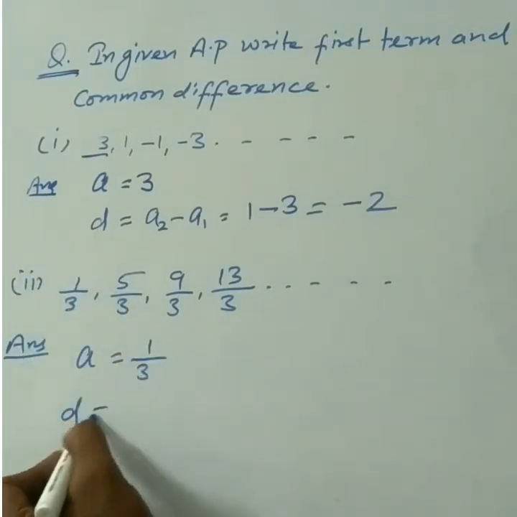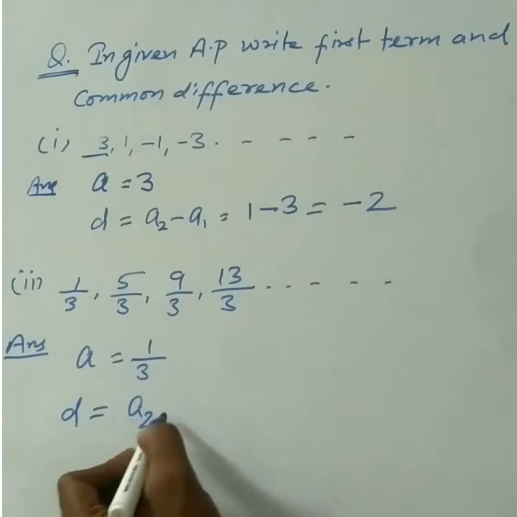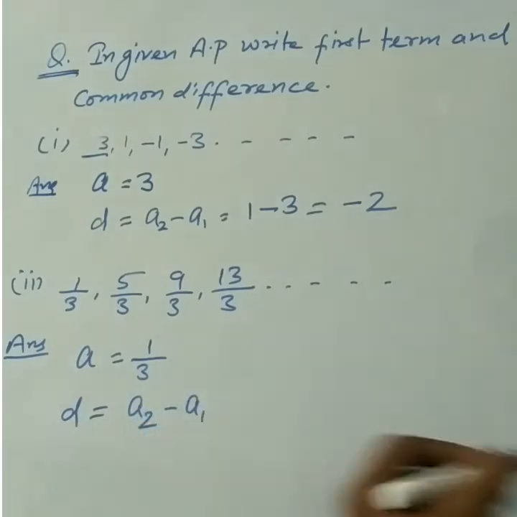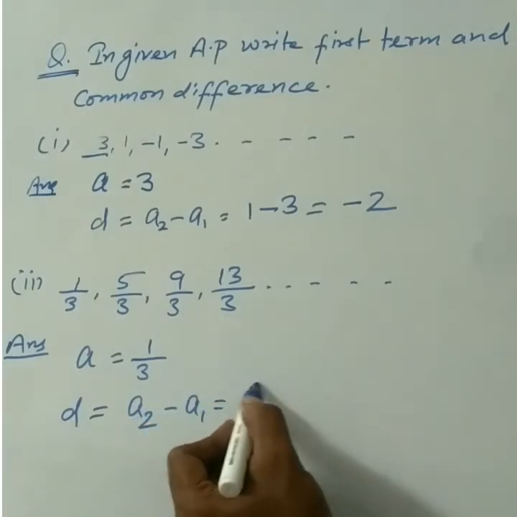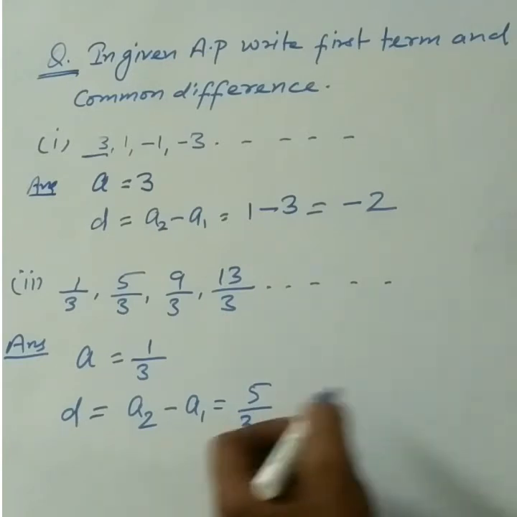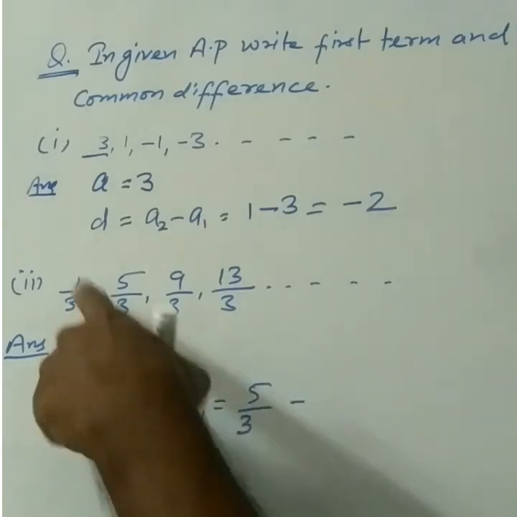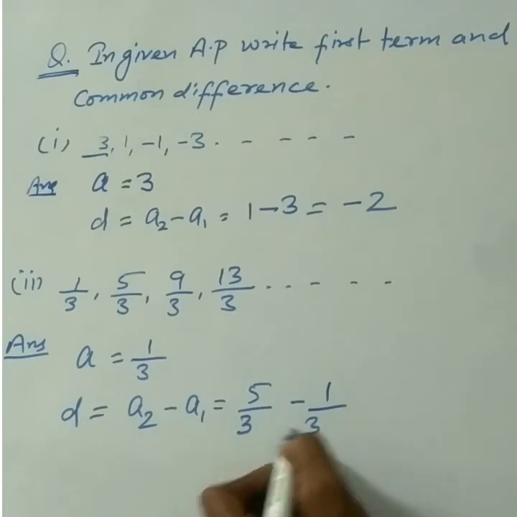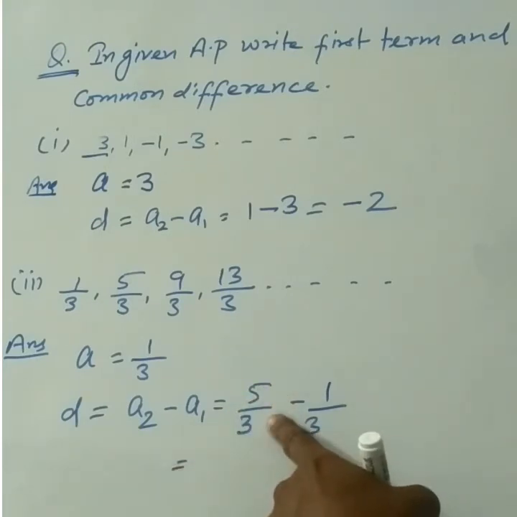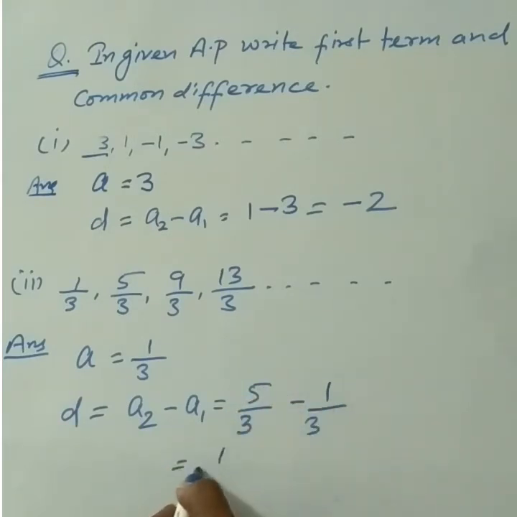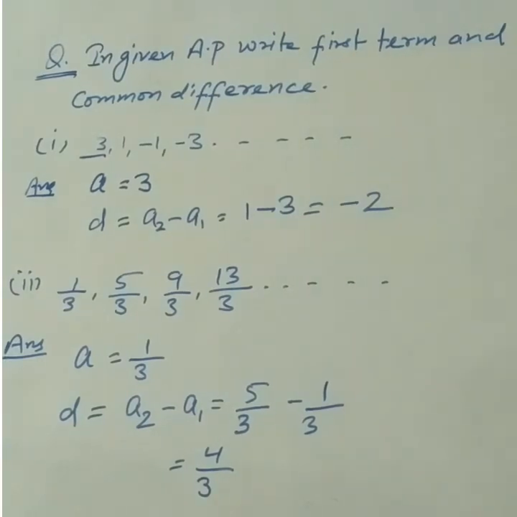In the second question, first term a is 1 by 3. Common difference d will be obtained from second term minus first term. Second term is 5 upon 3 minus first term 1 upon 3. 5 upon 3 minus 1 upon 3 is 4 upon 3. So the common difference is 4 upon 3.